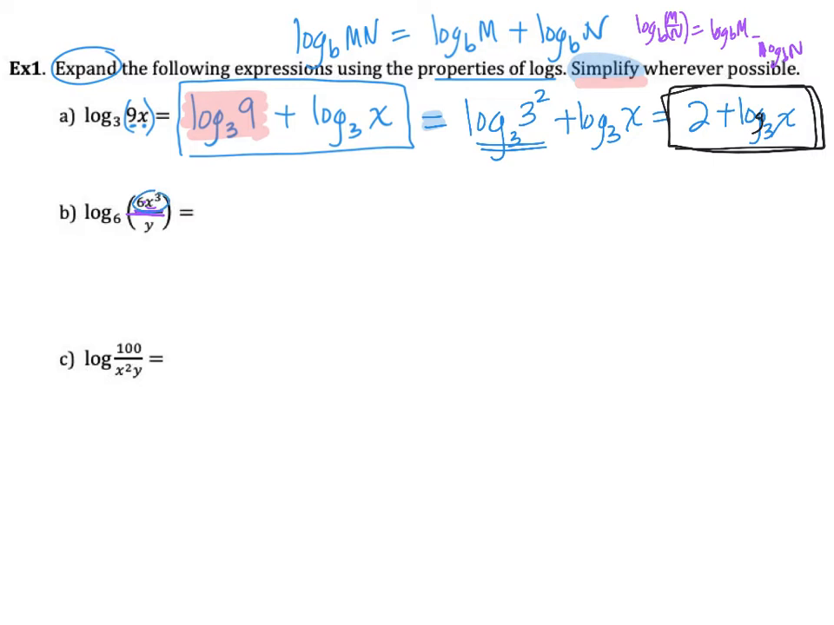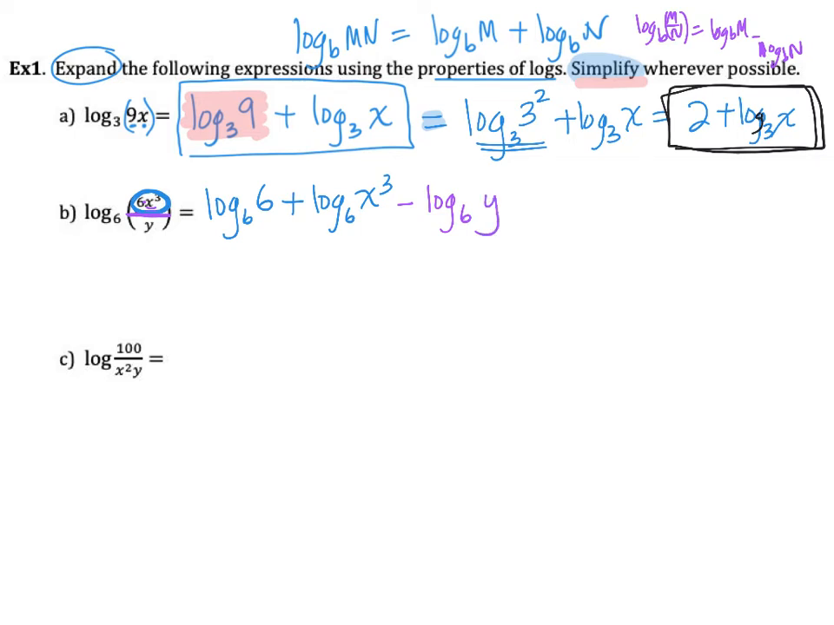Well, our numerator is two things being multiplied together. So I'm going to expand that as log base 6 of 6 plus log base 6 of x cubed, because these two things are being multiplied together, 6 and x cubed, so I can expand that with a plus sign. And then I'm dividing by y, so I'm going to do a subtraction of log base 6 of y.